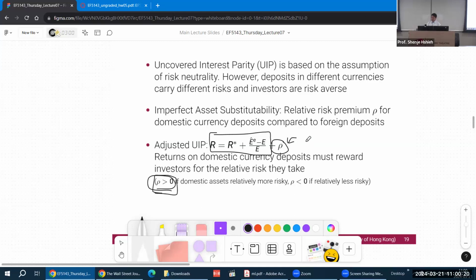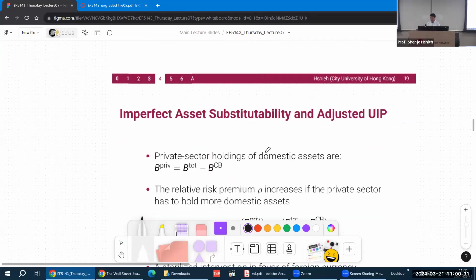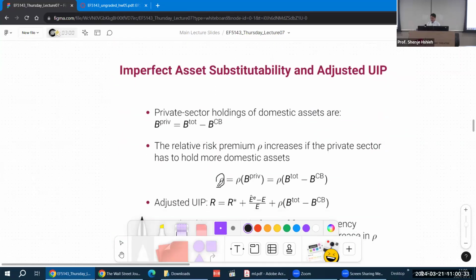Now, that's all good and well, but what does this have to do with sterilization and the proportion of private holdings of government debt? It matters because we like to think that rho is a function of private holdings of domestic debt. So the logic is the following: a country issues lots of debt. The more debt that's being held in private hands, the more likely this country could default, because they have more creditors to service.